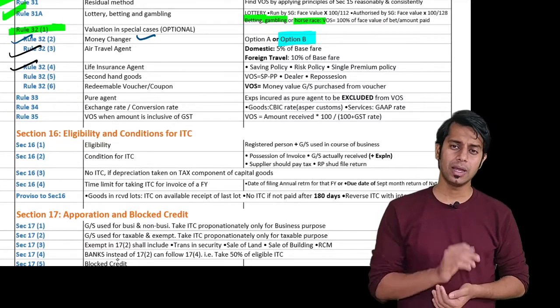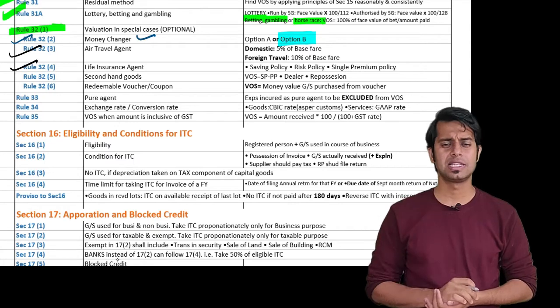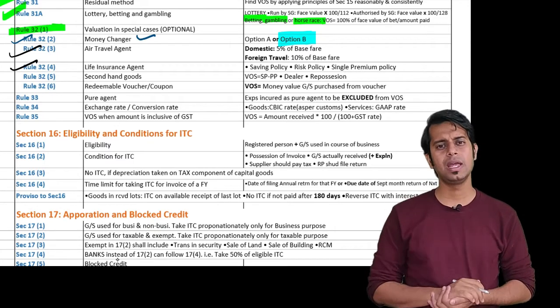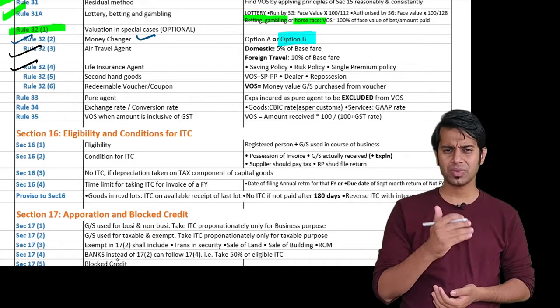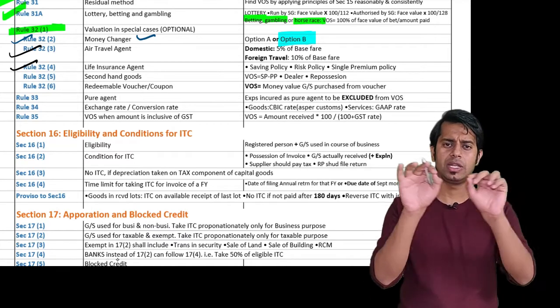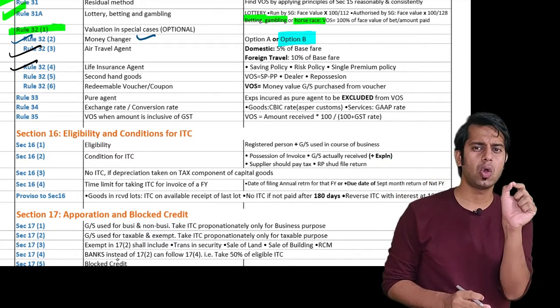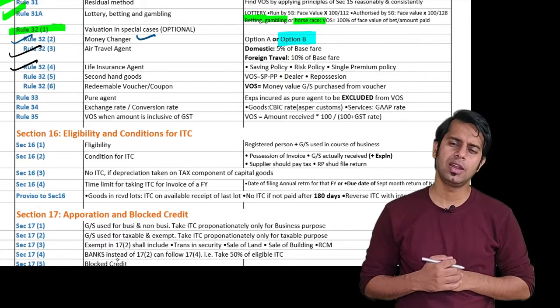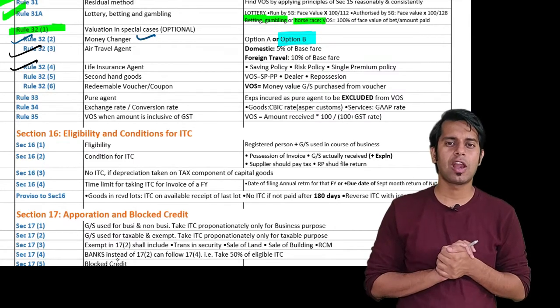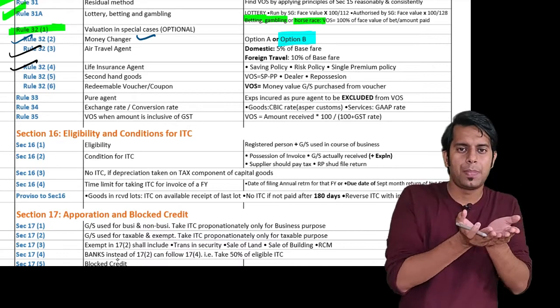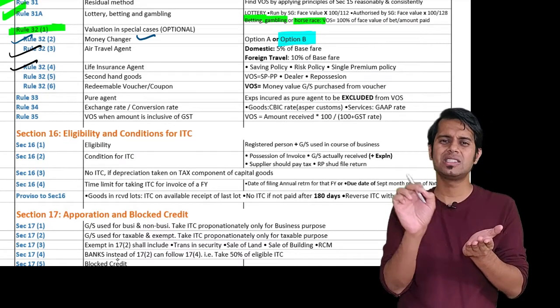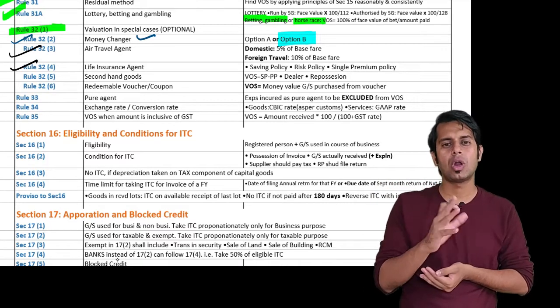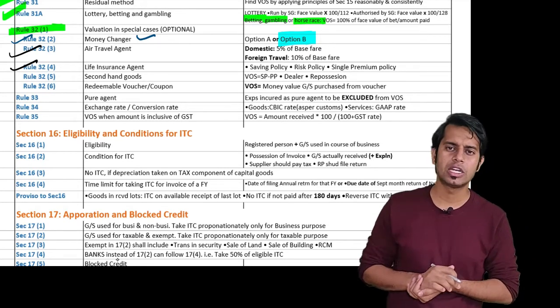Sir, what if it is a saving policy? What is the value of supply? If it is a saving policy, then 2 arrow marks. Whether the amount allocated towards investment is intimated to you. Yes, sir, amount allocated towards investment is intimated to me. Then the value of supply will be the gross premium paid minus the amount allocated towards investment. Sir, what if the amount allocated towards investment is not intimated to me?